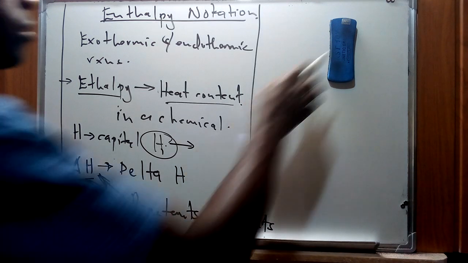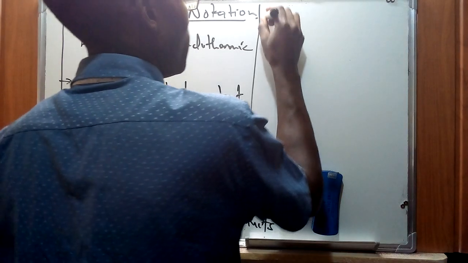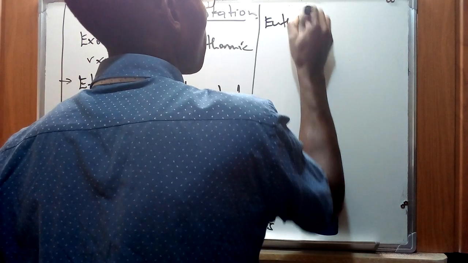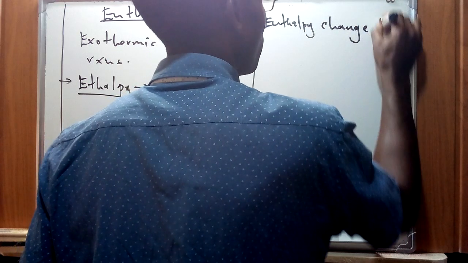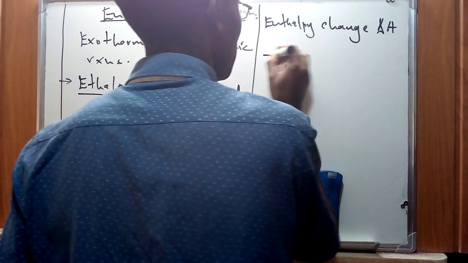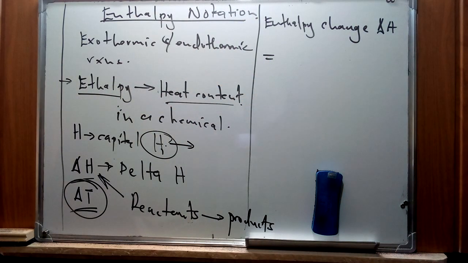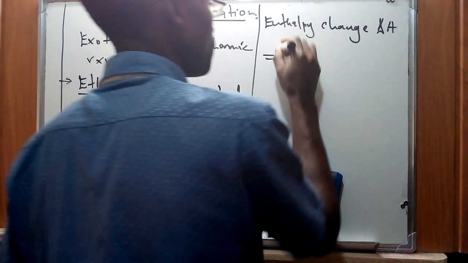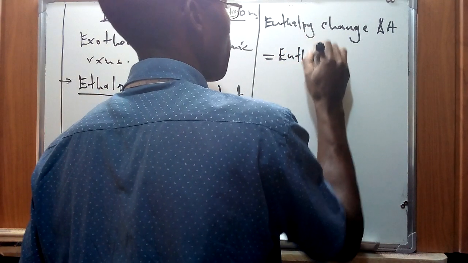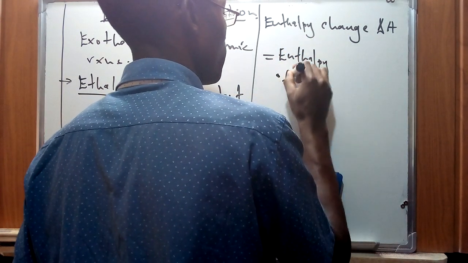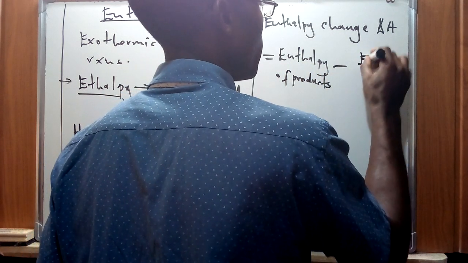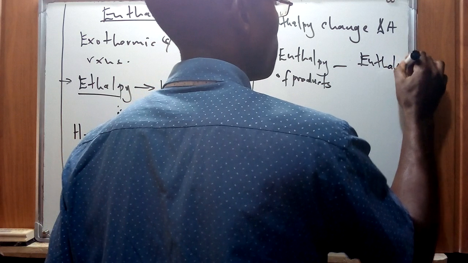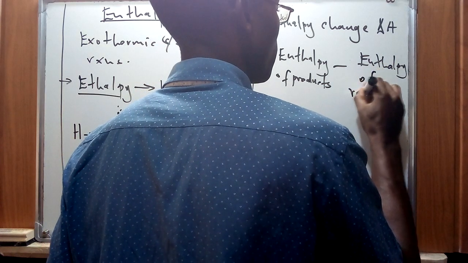So in equation form, we can write enthalpy change, which we have given as delta H, as the enthalpy of products minus the enthalpy of reactants. So it's the difference between the enthalpy of products and the enthalpy of reactants.